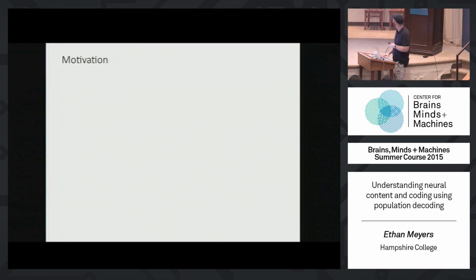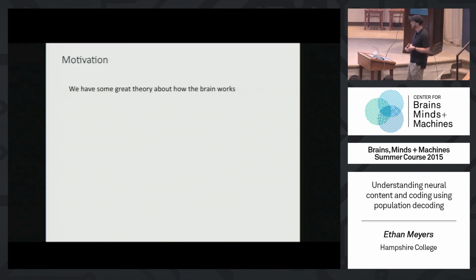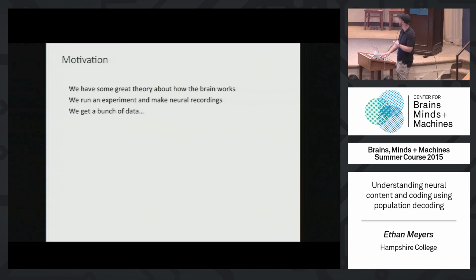All right, so the very basic motivation behind what I do is, I'm interested in all the questions the CBMM is interested in. How can we algorithmically solve problems and perform behaviors? And so, as motivation, as a theoretician, we might have some great idea about how the brain works. So we come up with an experiment and we run it and we record a bunch of neural data. And then at the end of it, what we're left with is just a bunch of data, right? It's not really an answer to our question.